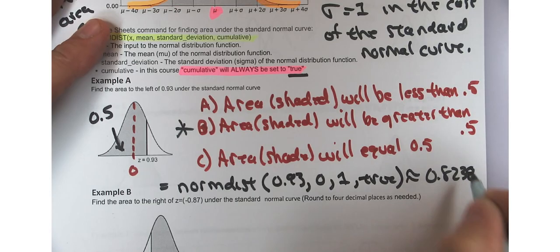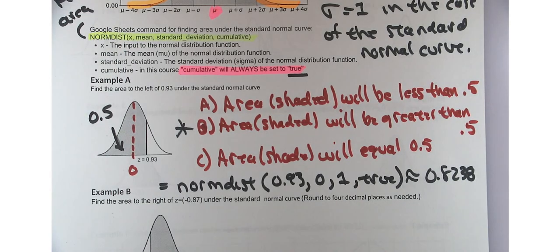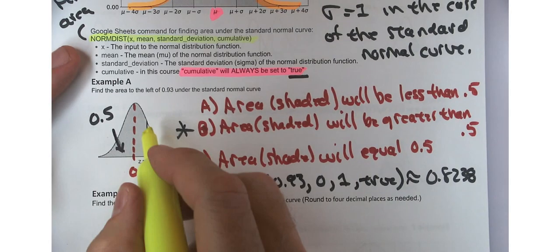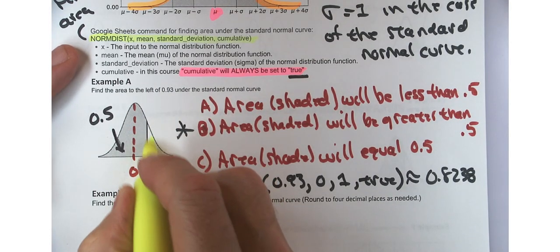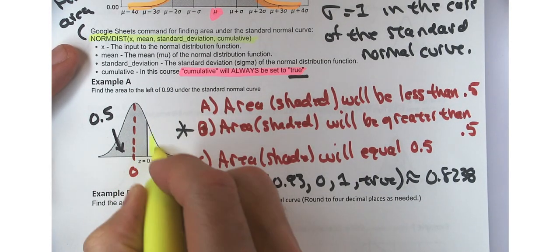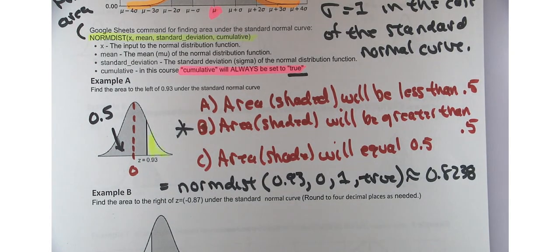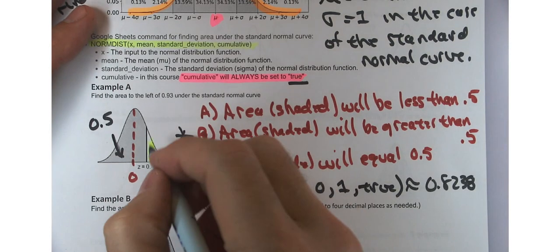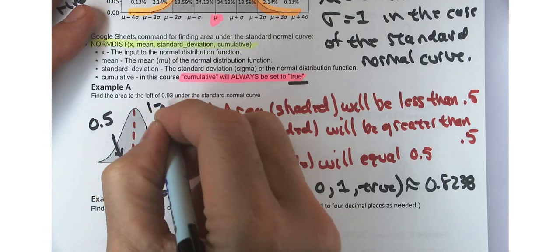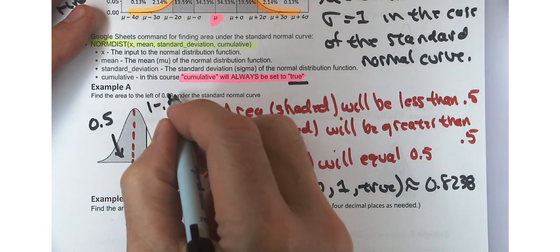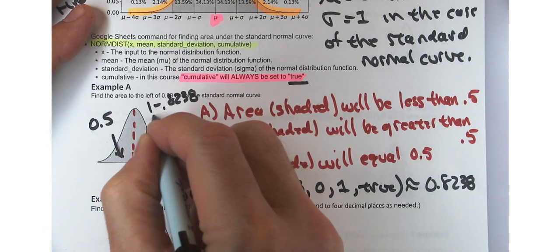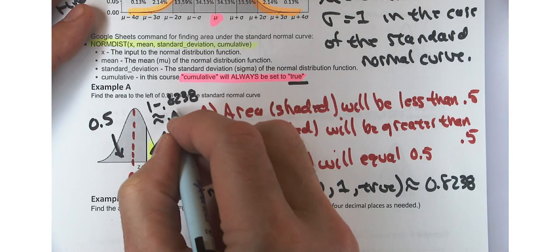What if I wanted to find what area was here? How would I find the area in that yellow part of the curve? 1 minus the area to the left of 0.93. Well done. So if I wanted to find that much here, it's going to be 1 minus 0.8238, or approximately 0.1762.